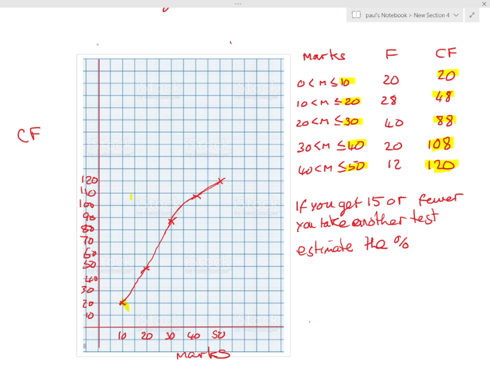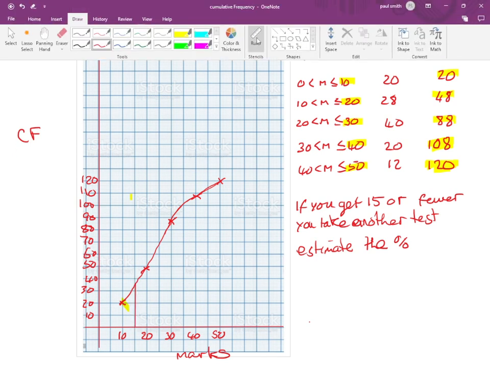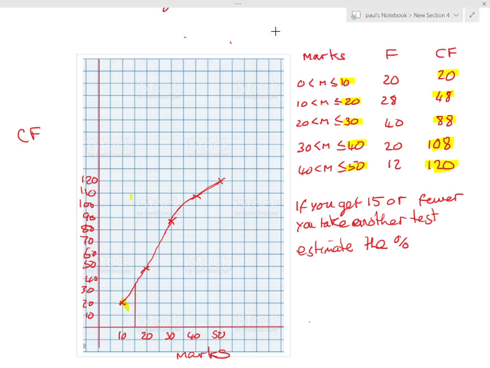Right, okay. Now, if you get 15 or fewer, you take another test. Estimate the percentage. So, 15 marks is down here. Go up to there. And we go across. So that looks, we'll call that, what, 36. So 36 students will have to take another test.